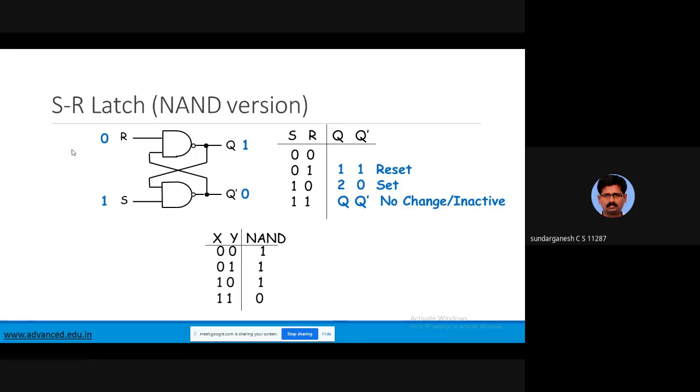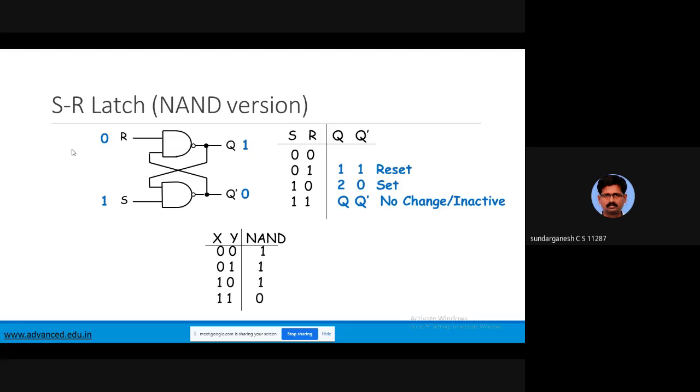So if we give 0 and 0, it is not possible. We are calling it an undetermined state. We couldn't find what the state is.